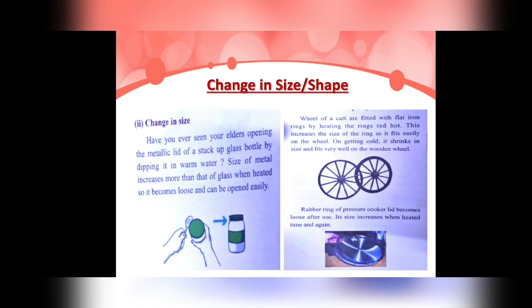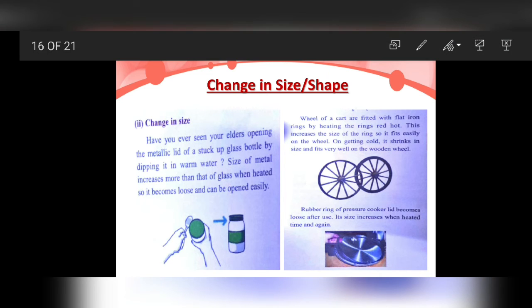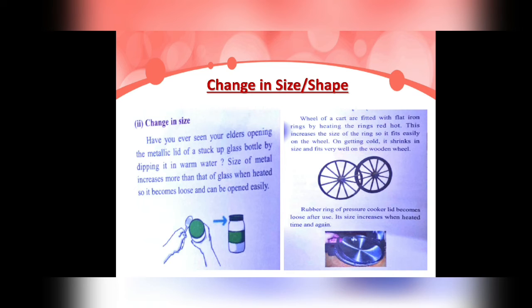What they do is put that iron ring into the heat, and when it becomes red hot, its size increases. Once its size increases, it can easily go onto the wooden wheel. Then they take that wheel and put it into the water so that it starts cooling. On cooling, the size of the ring reduces again, and it sticks tightly to the wooden wheel.